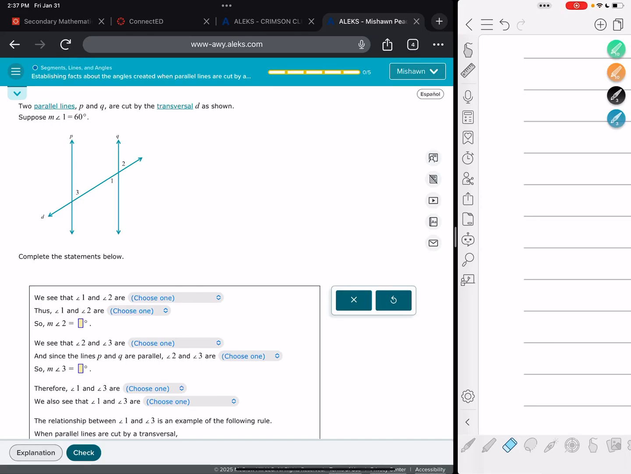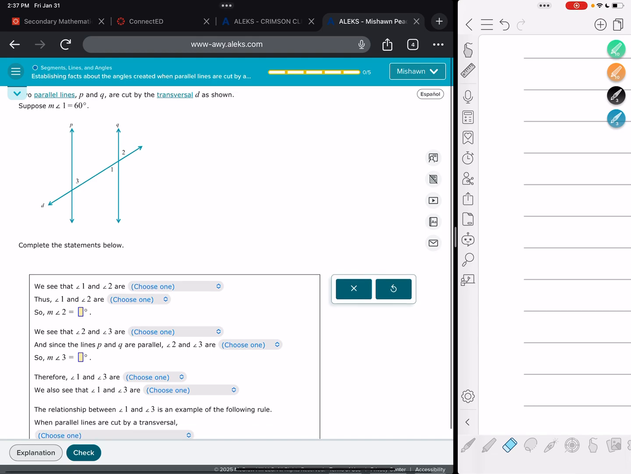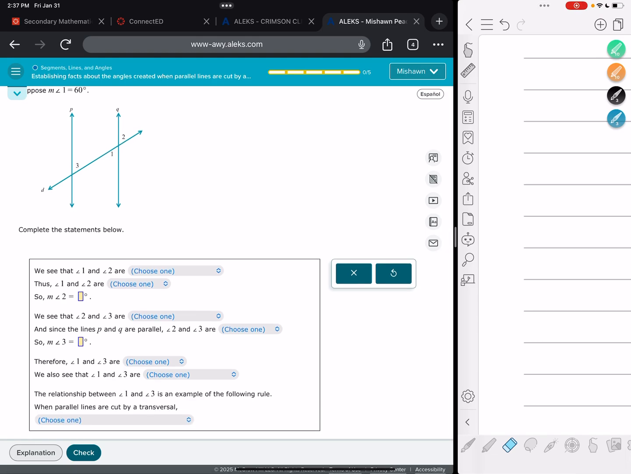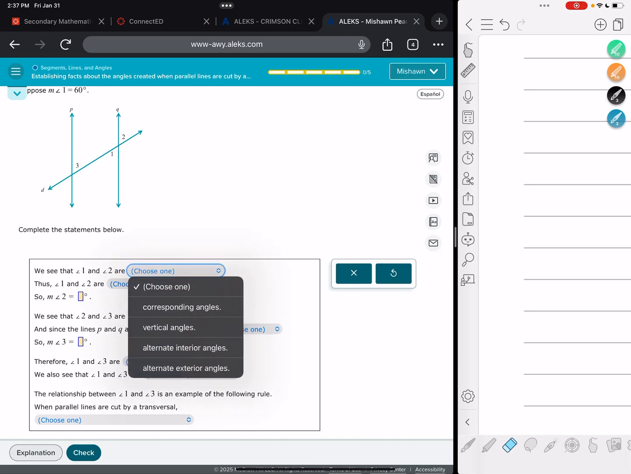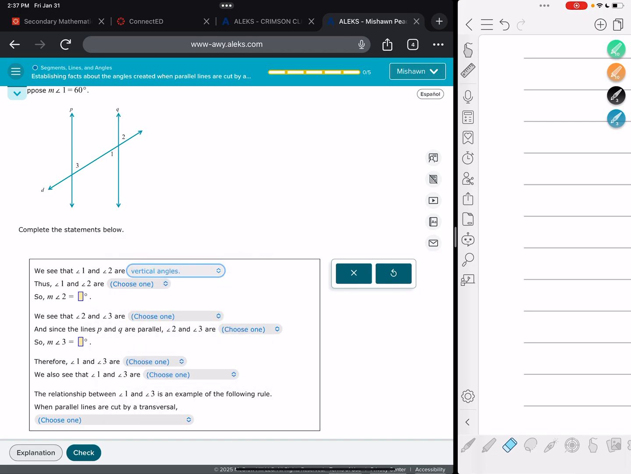All right, so for this one, we want to establish facts about transversal lines and parallel lines. If you're struggling with this, please feel free to go back to your definition pages from 8.1, which is on page 3, and that's going to help you quite a bit. But if we look at angle 1 and 2, we see they're directly across from each other, so this means that they're vertical angles. Remember, every time we have vertical angles, this means that they are congruent.